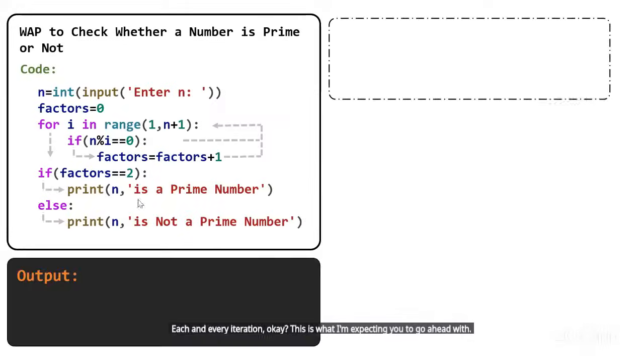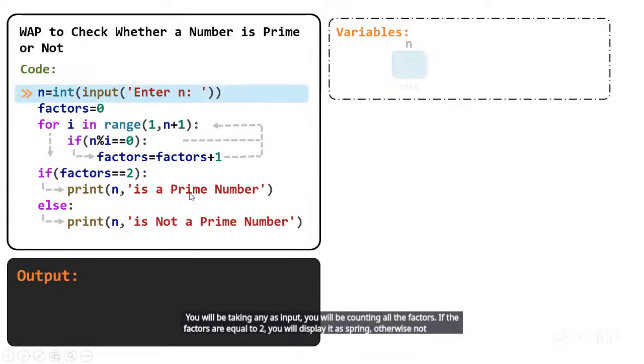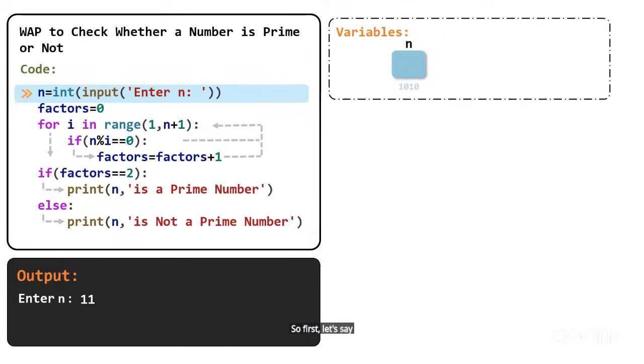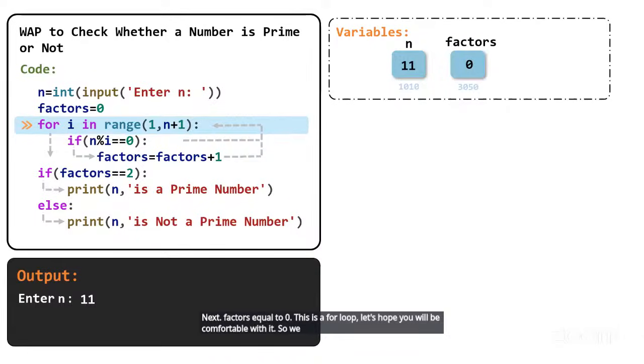You will be taking n as input. You will be counting all the factors. If the factors are equal to 2, you will display it as prime. Otherwise, not a prime. So first, let's say I have taken the n value as 11. Okay, that's our value. Next, factors equal to 0. This is a for loop. I hope you will be comfortable with it. So we are generating from 1 to 11 numbers.